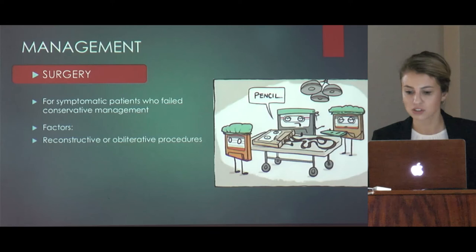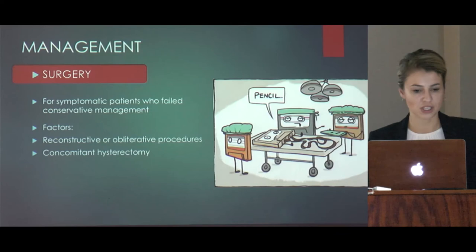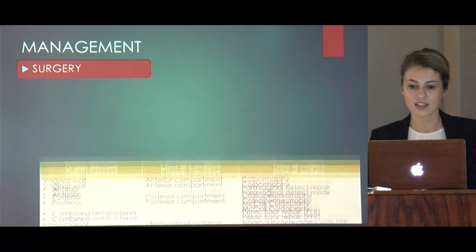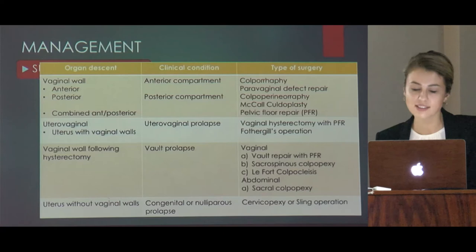And then you need to decide, are you also going to do a hysterectomy? Are you also going to correct the incontinence with an anti-incontinence procedure? And are you going to use surgical mesh? And then the options of surgical procedures include these ones for the different anatomic sites, which Dr. Janse van Rensburg will tell you more about.